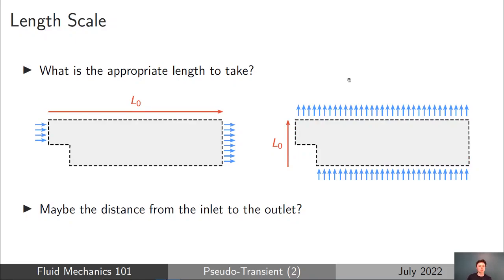So the question is, what's the appropriate length to take? Just from our example of the flow over the backward facing step that we looked at earlier, we could take the distance between the inlet and the outlet. So if we had the inlet at the left end of the domain and the outlet at the right end of the domain, this length here would probably be appropriate for L0. But alternatively, if our domain had the same shape, but we had the inlet at the bottom and the outlet at the top, maybe this length here would be more appropriate for L0.